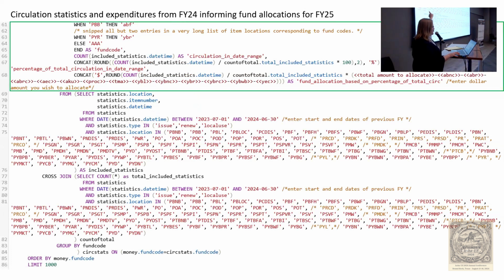So that top part where I said I snipped all but 2 entries in a very long list of item locations corresponding to fund codes, I already had that crosswalk. Because my previous director had a pivot table because he wanted this, and we did it in Access, right? So I already had that crosswalk. In fact, I kind of already had that crosswalk because of CHQ. So I was already, for business reasons, thinking about what gets paid on what and what lands where.